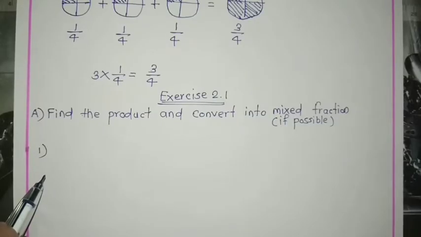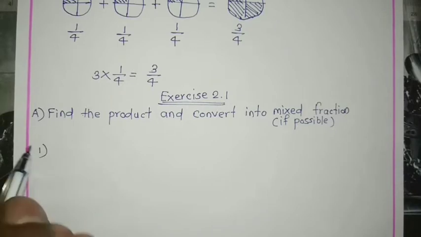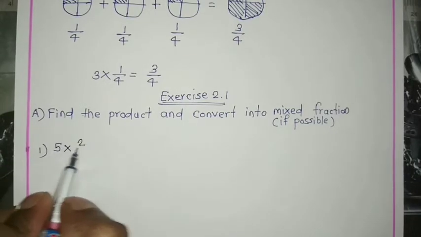Then next we solve exercise 2.1. The first question is: find the product and convert into a mixed fraction if possible. So in this question we have to find the product of the fractions and, if a mixed fraction is possible, convert into a mixed fraction. So see the first example of this question: 5 into 2 divided by 7.